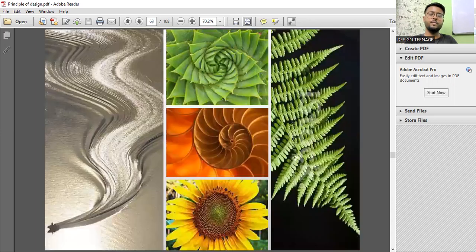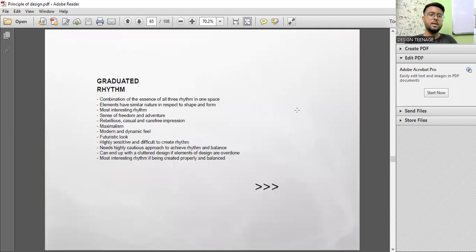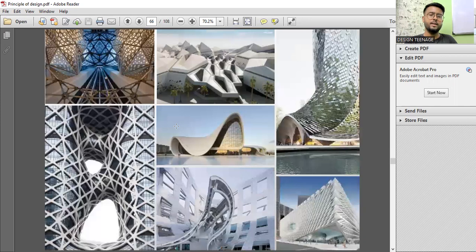Fine. We move ahead with a few other examples. Now we have something called graduated rhythm. Karthik, what is graduated rhythm? Real quick, tell quickly so we can move ahead and discuss quite a number of other things as well. What is graduated rhythm, Karthik? Quickly. Don't know, sir.